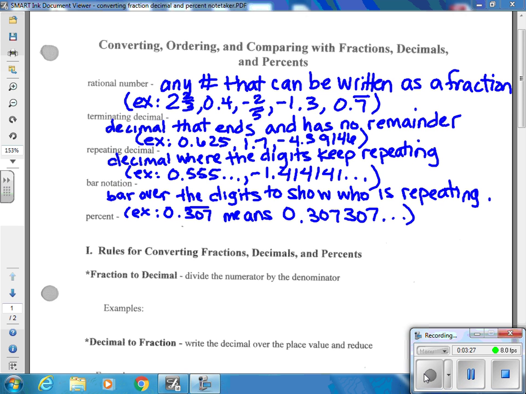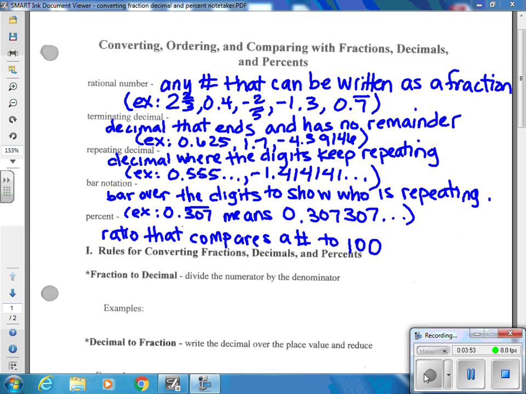All right, and then in this category, a percent is a ratio that compares a number to 100. The word percent actually gives away the key phrase there. Per cent, it takes 100 cents to make $1, so it's per 100. Right, so out of 100.